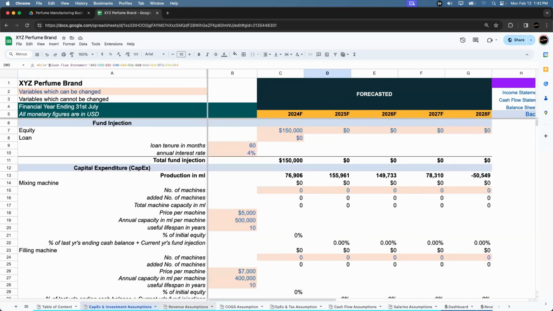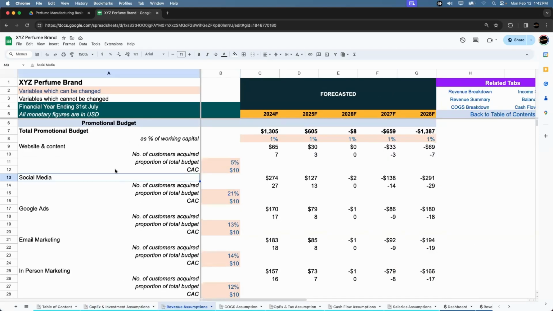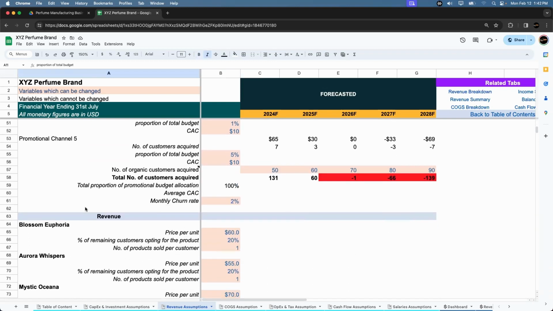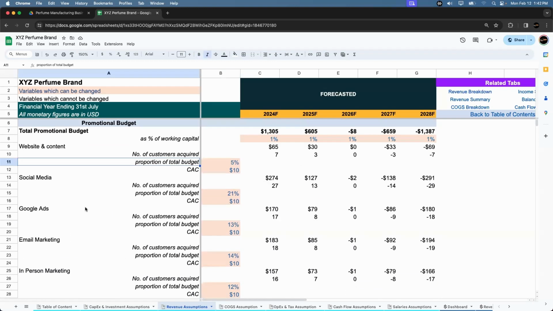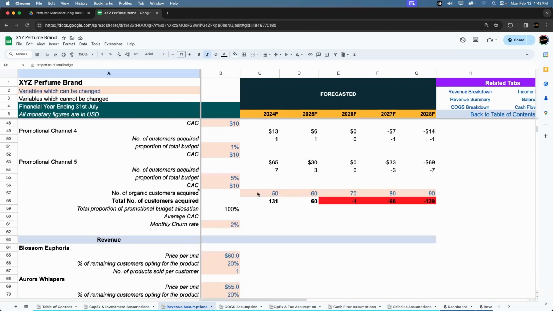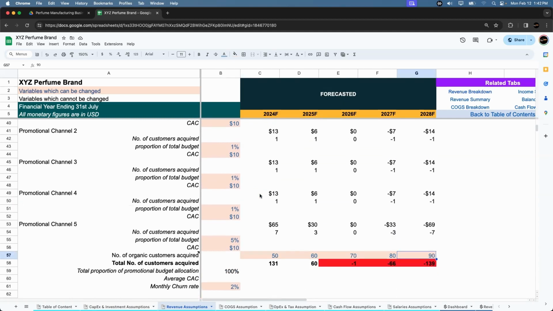So after this, I'm going to move on to revenue assumptions. This is revenue assumptions. So after capex, we move on to revenue assumptions. In revenue assumptions, we have to assume how much we are going to be spending on marketing, because if you want to acquire customers, you obviously need to be spending on marketing. You might get some customers organically. Let's say your friends are buying or your family members are buying. We also have space for that in here. Number of organic customers acquired, let's say 50, 60, 70, 80, whatever that number is.